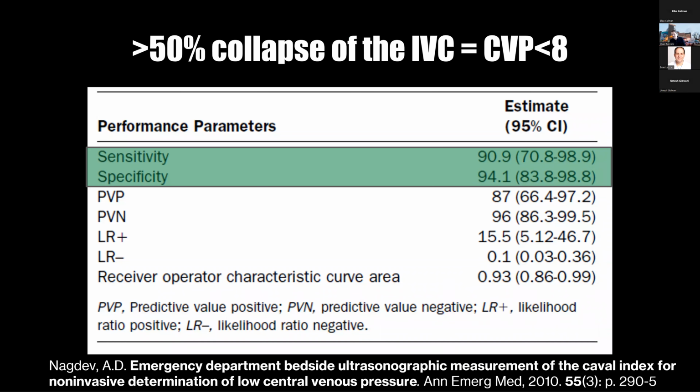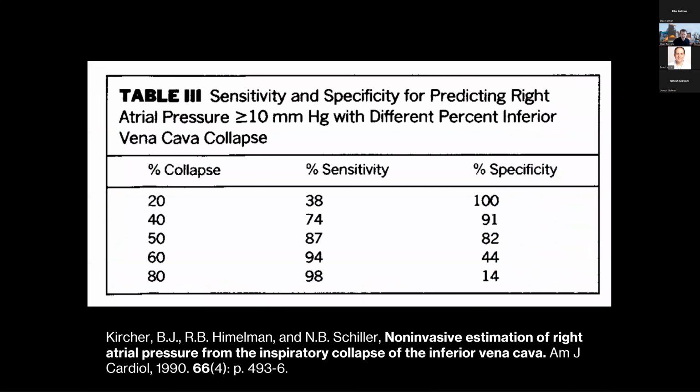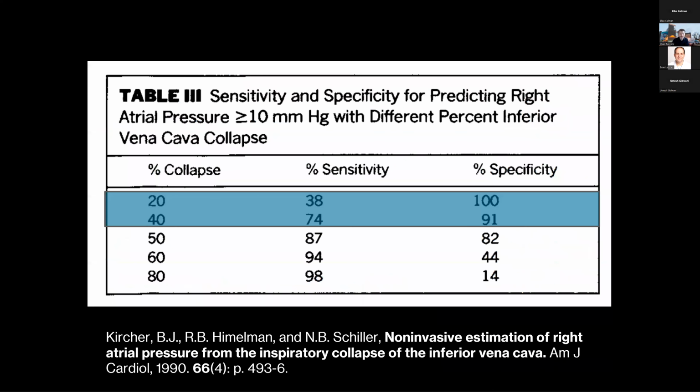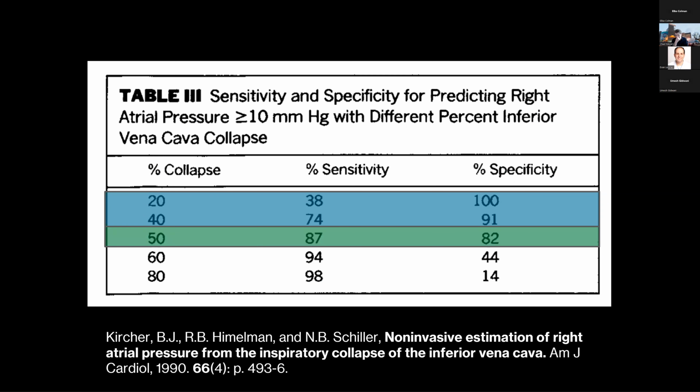Nagdev 2010, this is an emergency department study, found that basically greater than 50% collapse of the IVC was associated with a CVP of less than 8. And this is in both spontaneously breathing and also mechanically ventilated patients. Kircher, in a study that was actually earlier in ICU patients with right heart cath, found that with decreasing collapse, there was greater predictive value in terms of identifying CVPs that were greater than 10, with 50% again being the strongest indicator.